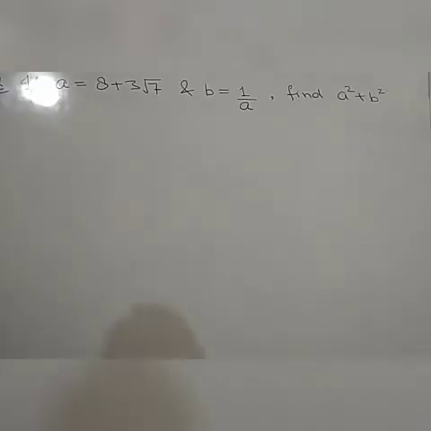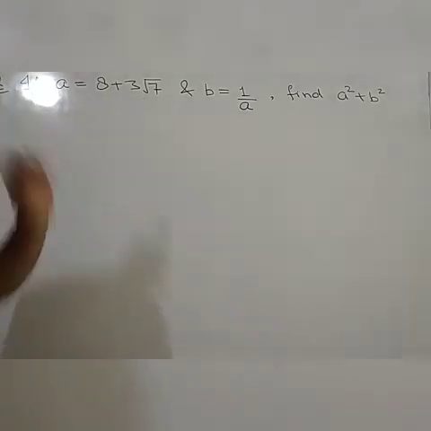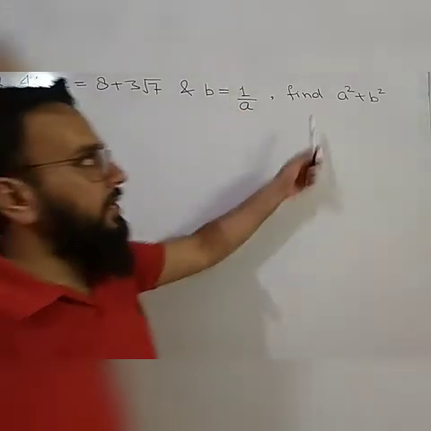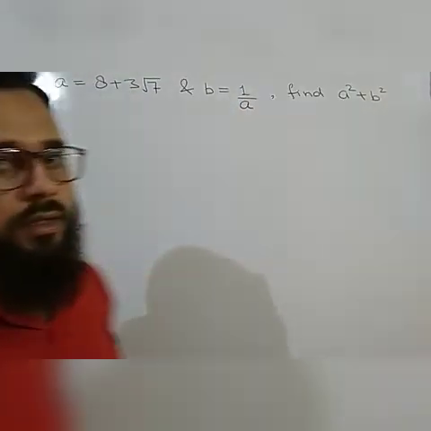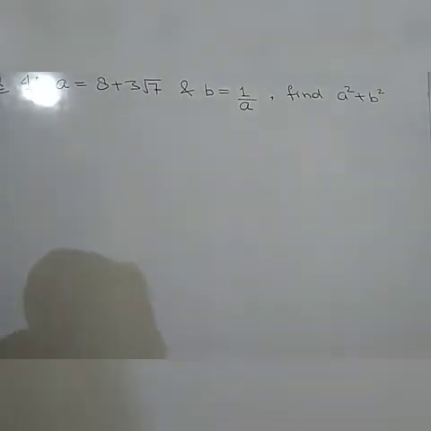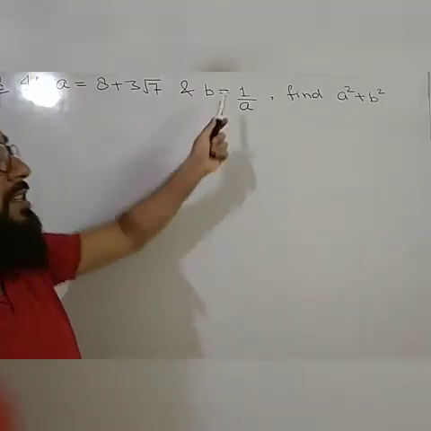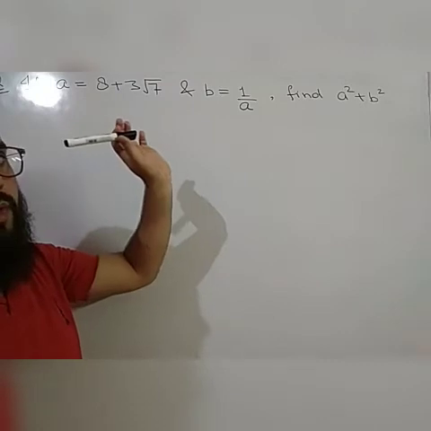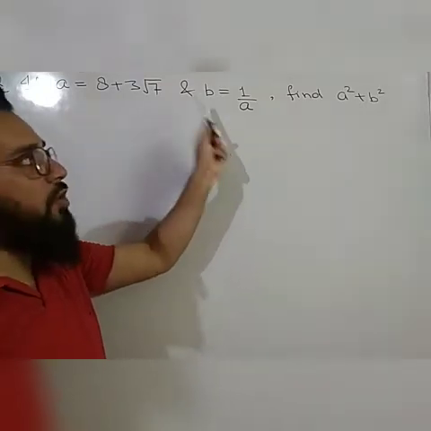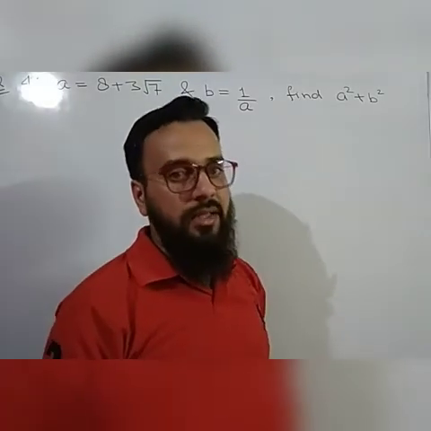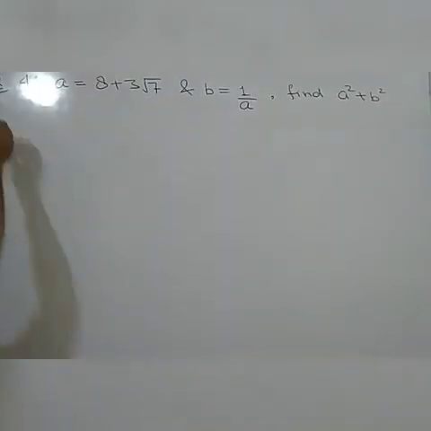Now the next question is: we are given that a is equal to 8 plus 3 root 7 and b is equal to 1 upon a, then we have to find the value of a square plus b square. Okay, so the value of a is given and you have the relation of b with a. It means you can find the value of b also, and when you find the value of b, then you can find the value of a square plus b square very easily. So start with the question.